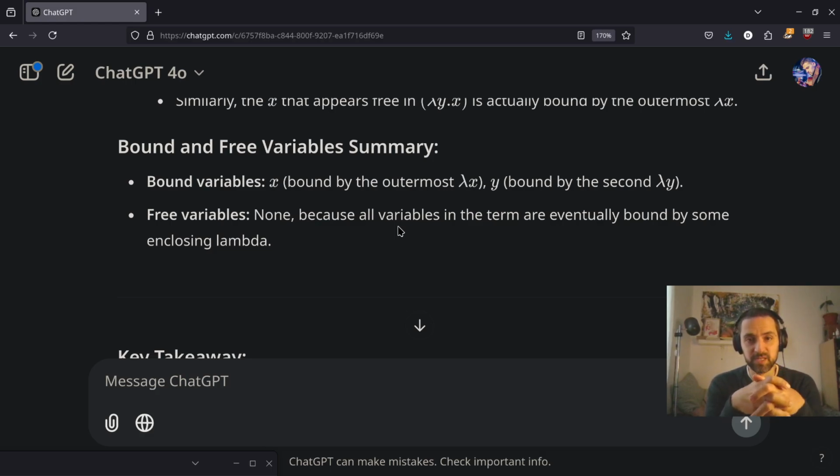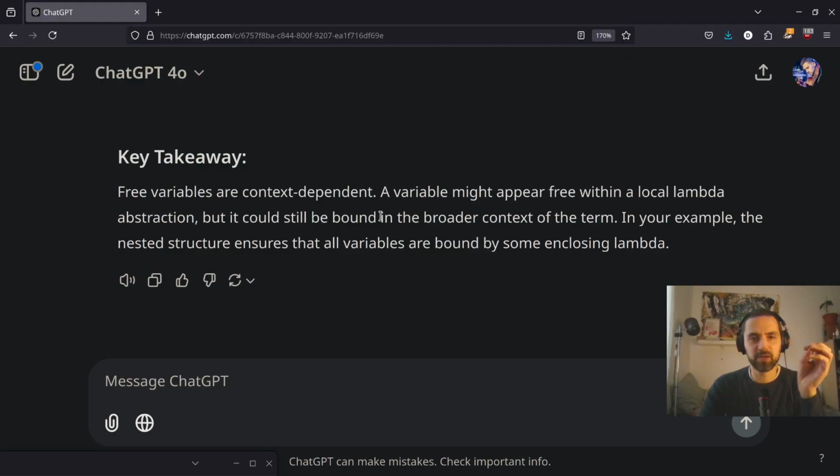Right. Because all variables in the term are eventually bound by some enclosing lambda. Key takeaway. Free variables are context dependent. A variable might appear free within a local lambda abstraction, but it could still be bound in the broader context of the term.